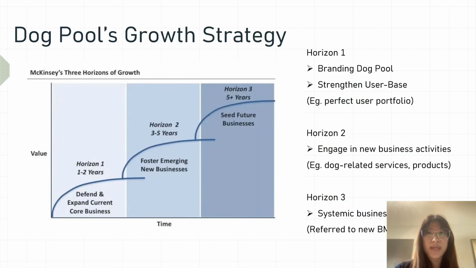Moreover, based on the McKinsey 3 Horizons of Growth model, as a startup company, you can initially take advantage of being first mover to shape your brand, Dogpool, and make it your core asset. Meanwhile, it is essential to continuously perfect the user portfolio to achieve a higher quality of matching. In the long run, you may engage in new business activities such as dog-related service products to source more revenues. When it comes to Horizon 3, you will develop a more systematic business chain.